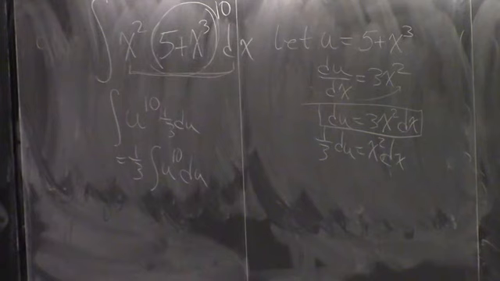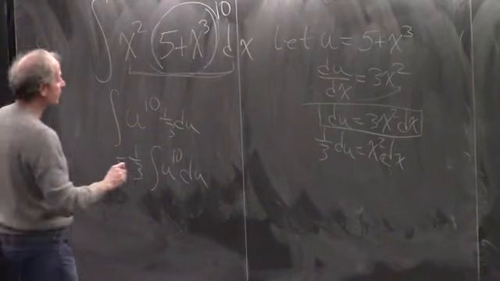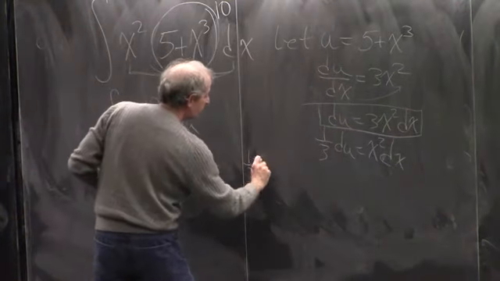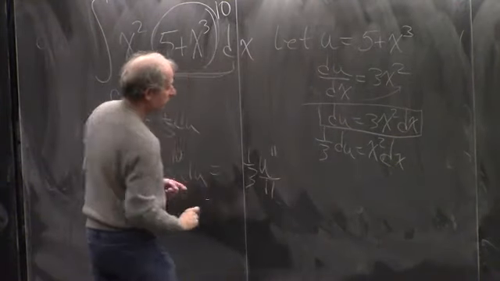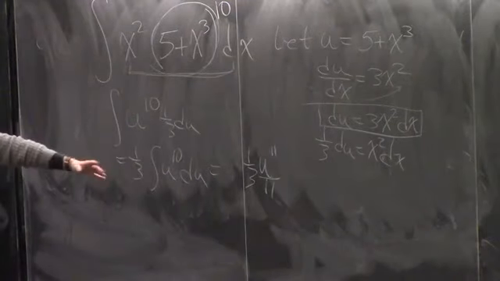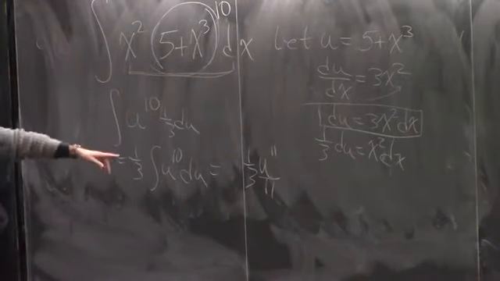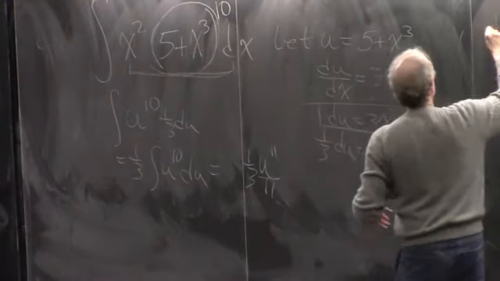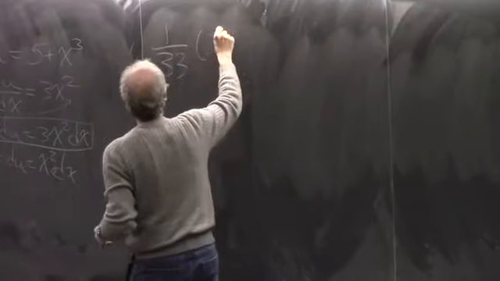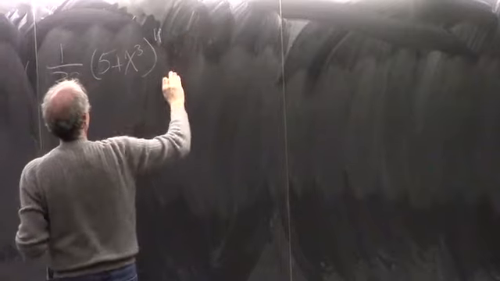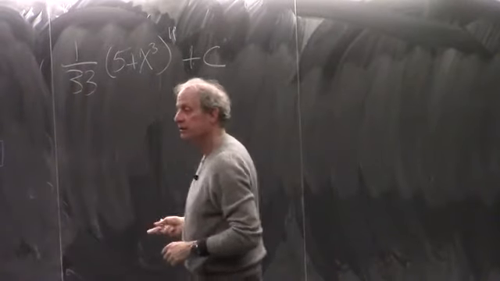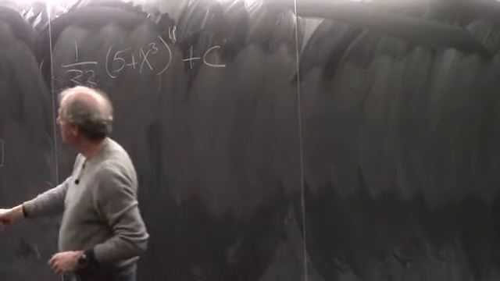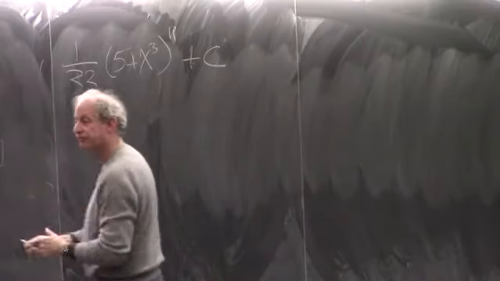So far so good? Okay. So what's the integral of u to the 10th? U to the 11th over 11. So that's 33 down there, right? Because you've got a third and an 11th. Can you all see down there? And then substitute back, so you would get 1/33 times 5 plus x cubed to the 11th plus C, of course. And the 33 comes because this is 1/3 times 1/11th.